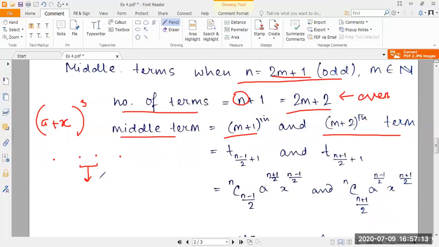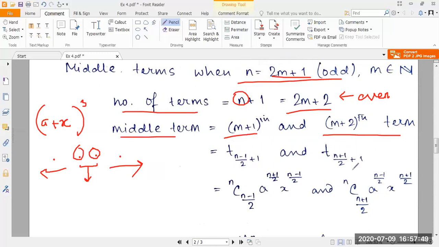Again, for the 2 terms in the middle, there are m terms on the left hand side and m terms on the right hand side. So if there are m terms before the first middle term, then this will be the (m plus 1)th term and this will be the (m plus 2)th term. So the (m plus 1)th term and the (m plus 2)th term are the middle terms. And going by the procedure that I had followed before, for the (m plus 1)th term, if n equal to 2m plus 1, then we can find out the value of m to be (n minus 1) by 2.